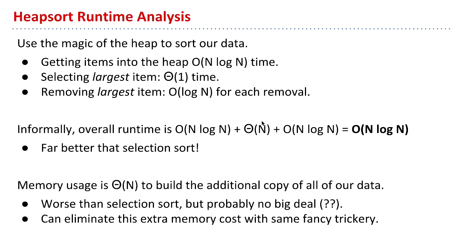And why is this n here? This says 1. Why is this n? Because we do this n times. And then this right here, we do this n times. So overall, we could say it's big O n log n, and that is much better than selection sort.